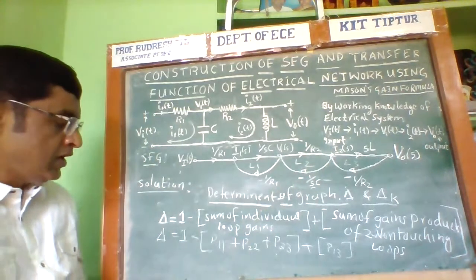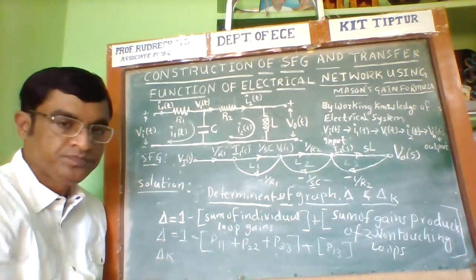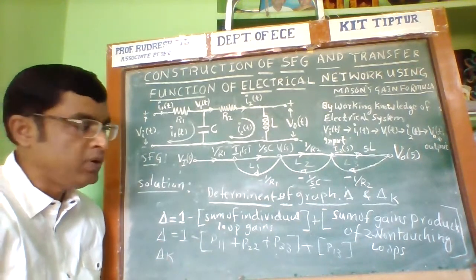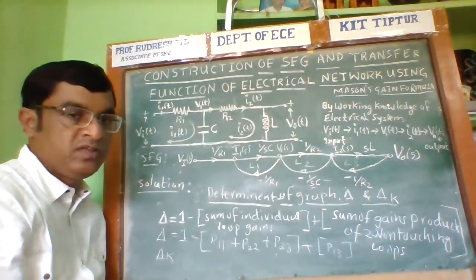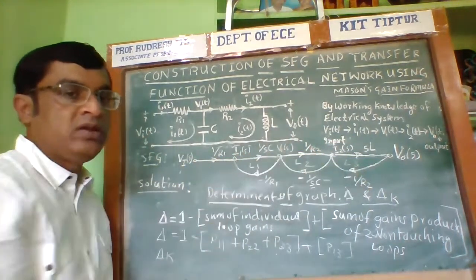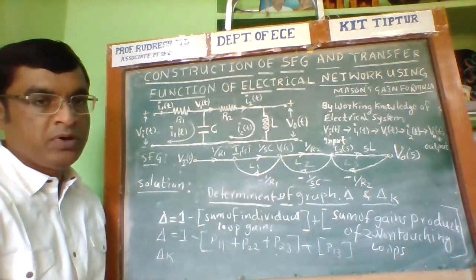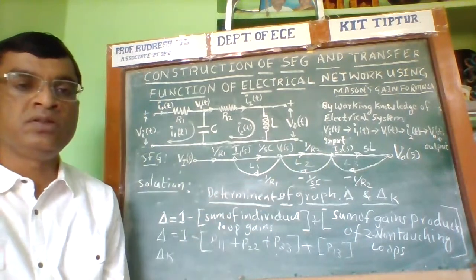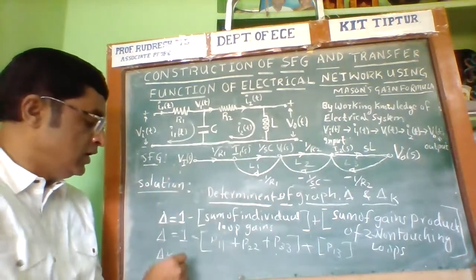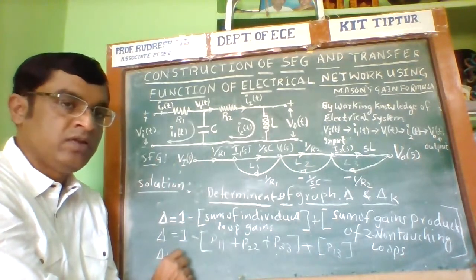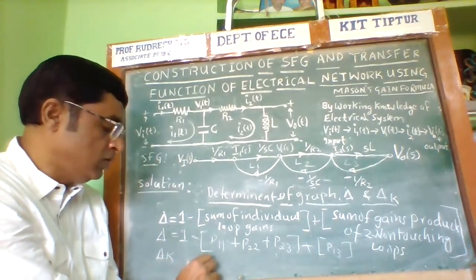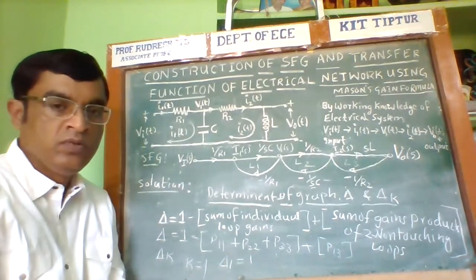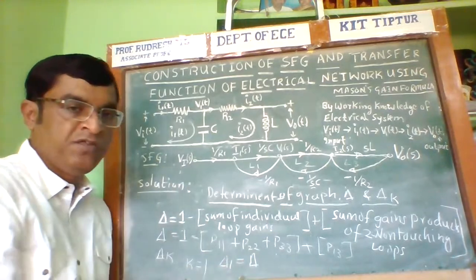Similarly, what is the value of delta K? Delta K is calculated by considering the part of the graph which is not touching the first forward path. But here all the parts of the graph are touching the first forward path. Therefore, delta K is equal to 1, because the number of forward paths is only 1. Therefore, the delta 1 value is equal to 1. This can be calculated by using the same formula as for delta.